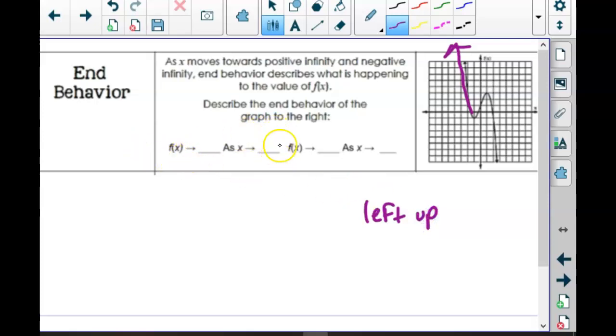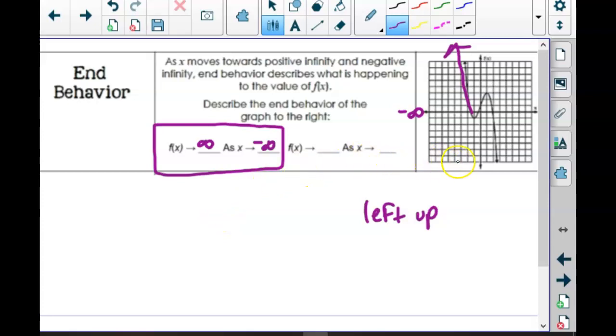Now, they put the x at the end, so you can fill it in any order you want. Where would left go? That's an x value, right? Correct. Left is x approaching negative infinity. This graph is going up, which means y is approaching infinity.